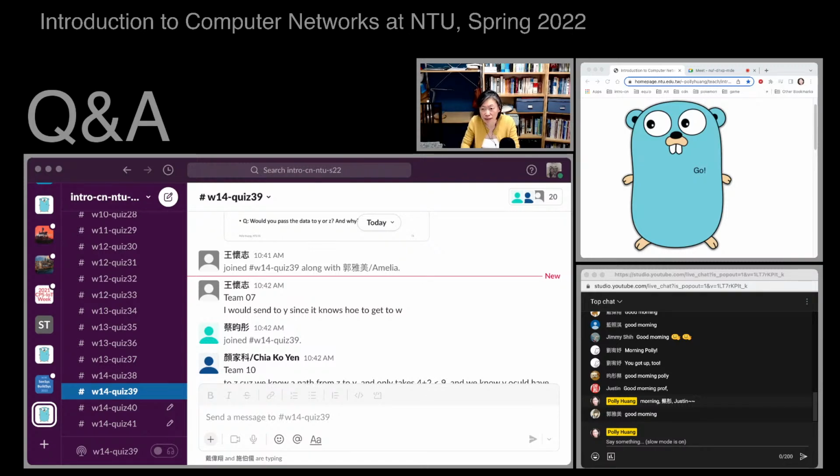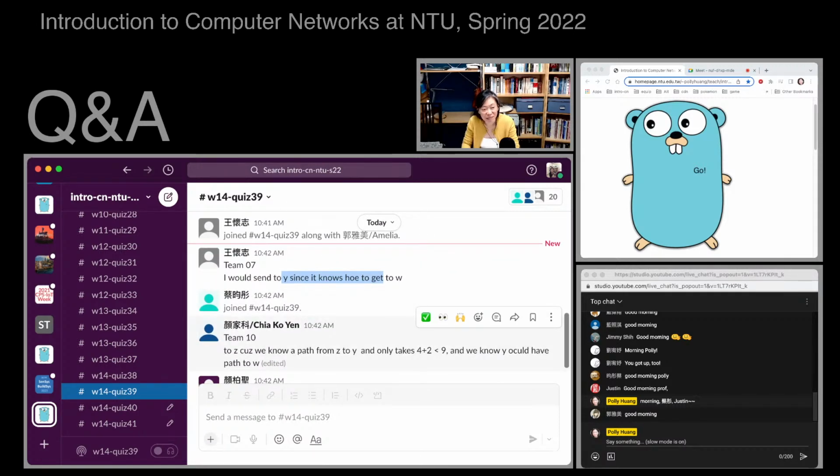So you see here, Team Huaizhi, Team 7, saying, I was sent to Y because Y tells router X, Y knows a way to go to W, right? So Huaizhi was thinking that it's safer because at least Y knows a way to W. And Z says, I don't know. So the chance of the data getting to W seems higher going through Y.